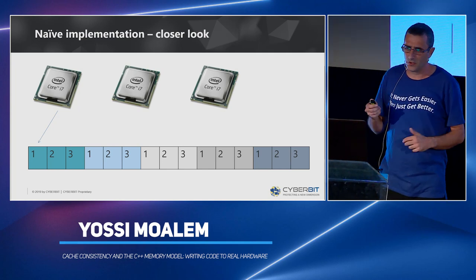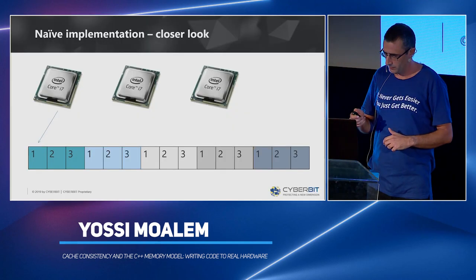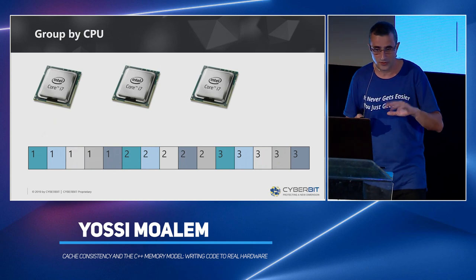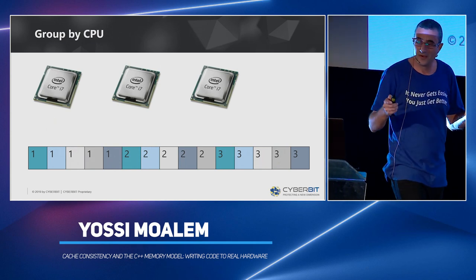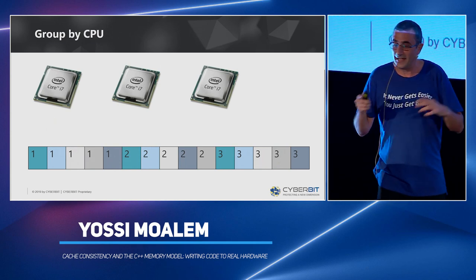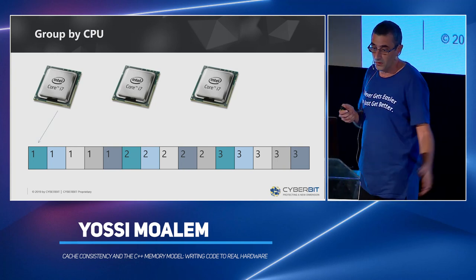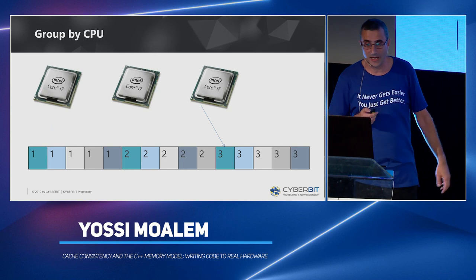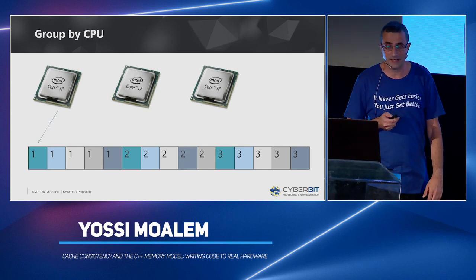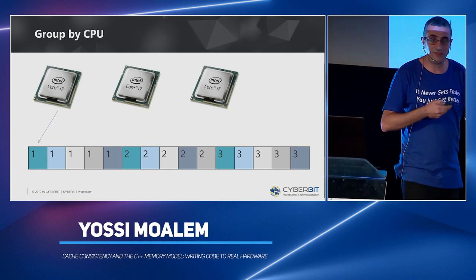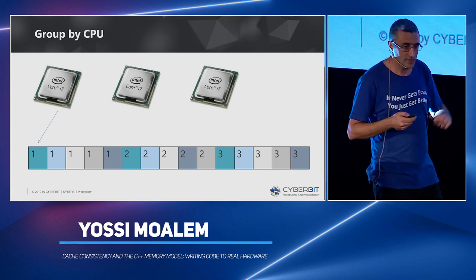So a very easy solution for this is, let's not turn off the monitor. That's not the solution for this. Let's group them by cores. So core 1 will update its counter. Core 3 will update its counter. Core 1 can then update its counter. They didn't invalidate each other. Life is good.